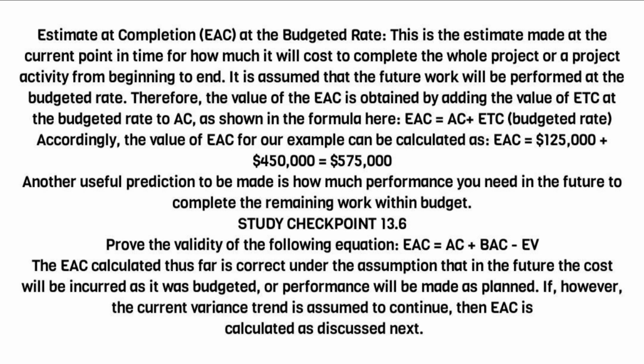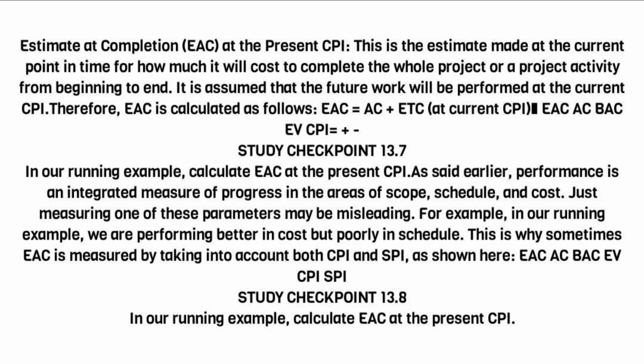The EAC calculated thus far is correct under the assumption that in the future the cost will be incurred as it was budgeted, or performance will be made as planned. If, however, the current variance trend is assumed to continue, then EAC is calculated as discussed next. Estimate at completion, EAC, at the present CPI. This is the estimate made at the current point in time for how much it will cost to complete the whole project or a project activity from beginning to end.